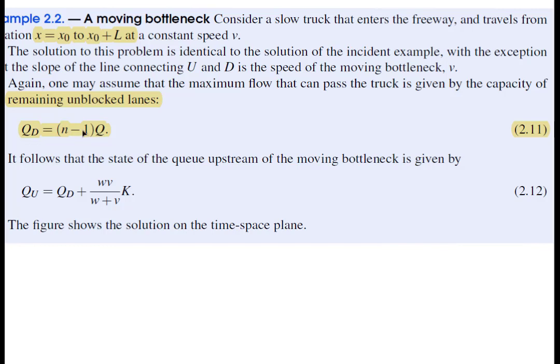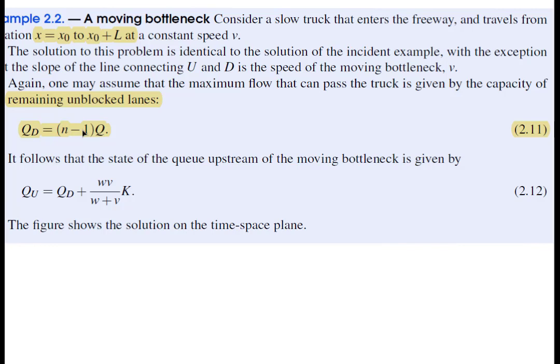All right, so n minus 1. We're going to explain why, but the assumption here is that the bottleneck blocks one lane. The same as an incident, but when you have a moving bottleneck, like a slow truck, it's like an incident that moves at a certain speed. So when you're downstream of the slow truck, you would see the same flow, or nearly, as if it was caused by a fixed incident. The downstream traffic state will be the same, n minus 1 times q.